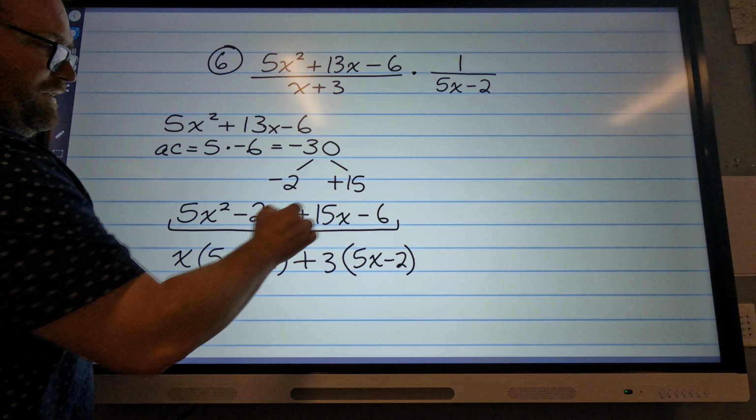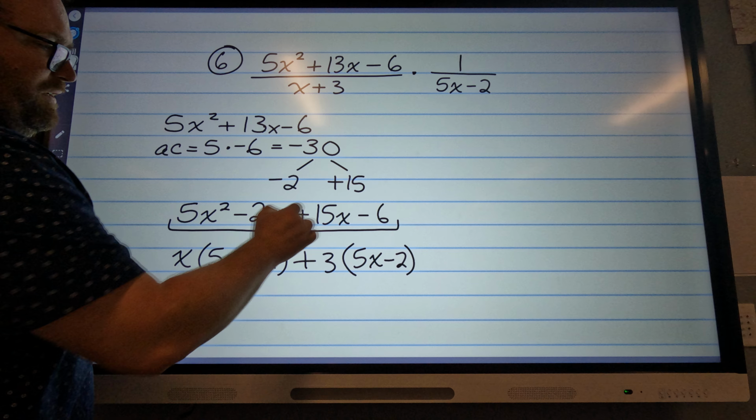using the AC method. So the coefficient in front of x², so 5, times the constant negative 6. So that's going to give me negative 30. And we want to list the pair of factors that multiplies to negative 30 and adds to 13. So negative 2 times positive 15 will equal negative 30 and add to 13. So I'm going to rewrite this as 5x² − 2x + 15x − 6.